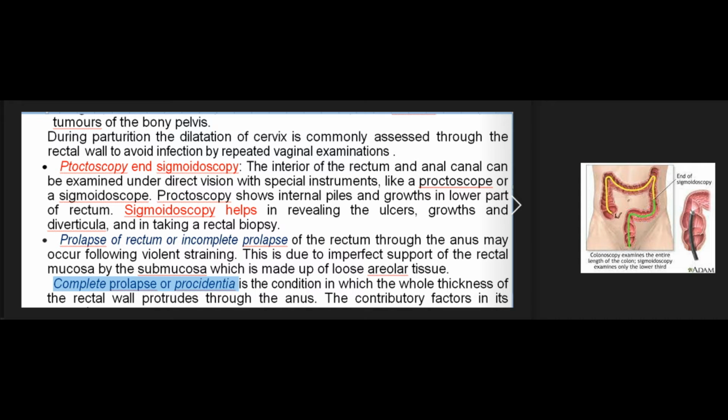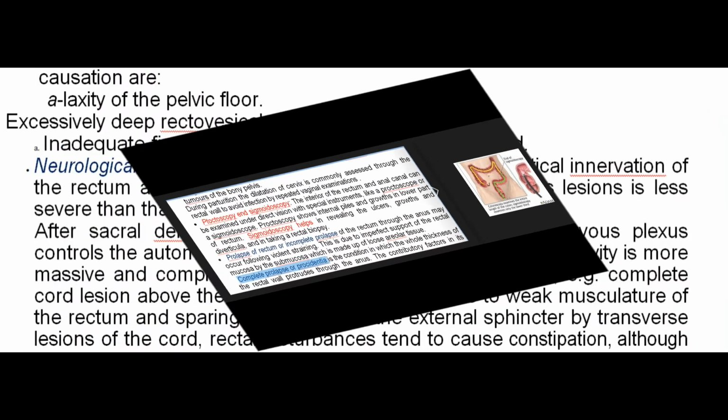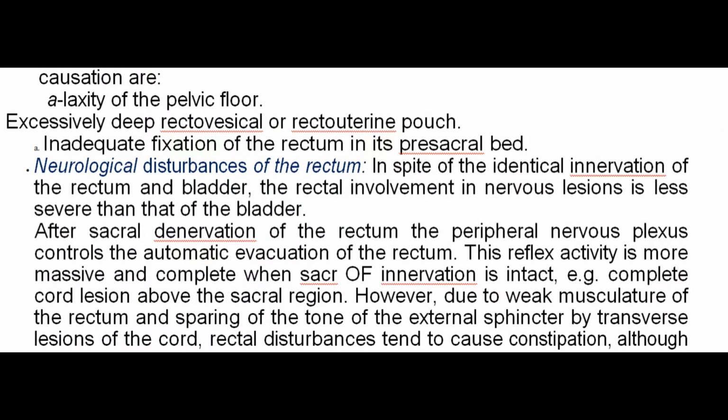Prolapse of rectum, or incomplete prolapse of the rectum through the anus, may occur following violent straining. This is due to imperfect support of the rectal mucosa by the submucosa, which is made up of loose areolar tissue. Complete prolapse or procidentia is the condition in which the whole thickness of the rectal wall protrudes through the anus. The contributory factors in its causation are: a laxity of the pelvic floor, excessively deep rectovesical or rectouterine pouch, and inadequate fixation of the rectum in its presacral bed.